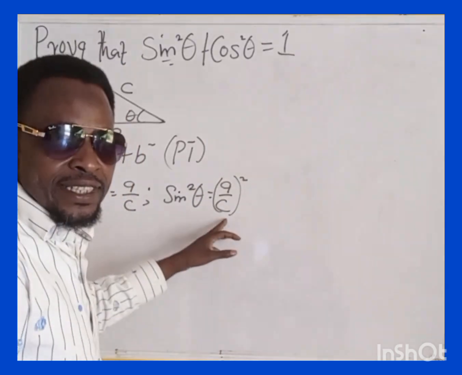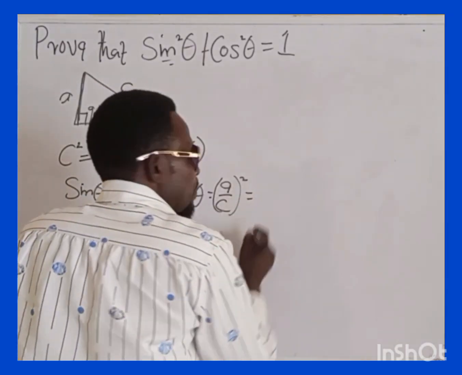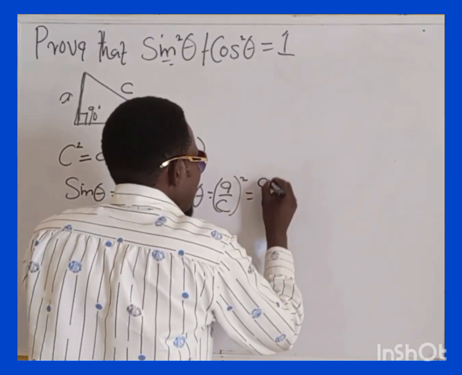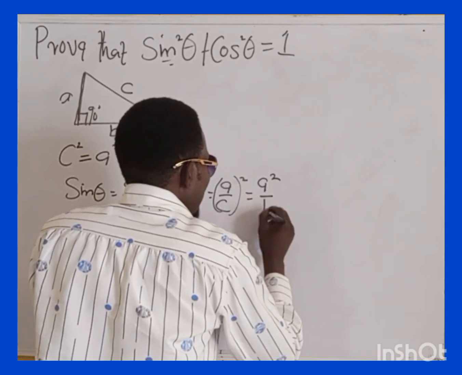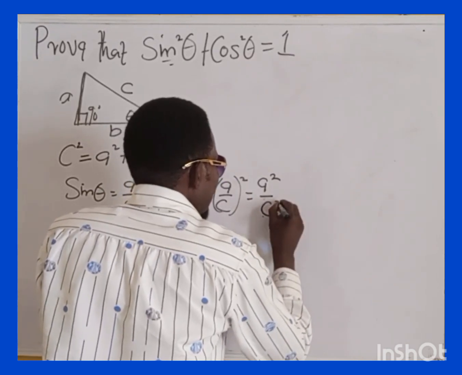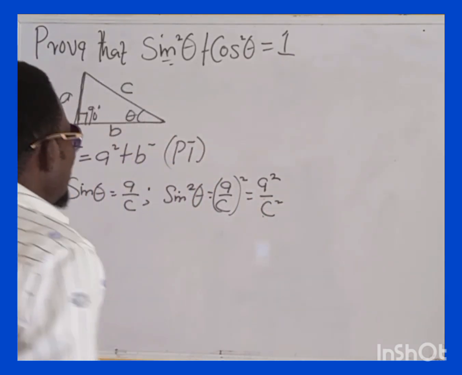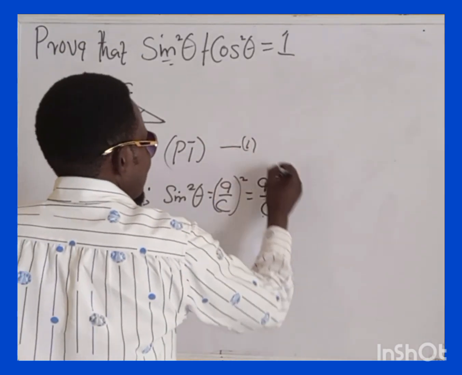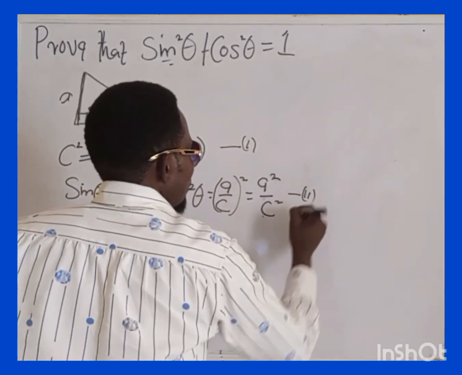So how to square this now? You know that you can always split it in indices. You have A square all over C square. This is our equation 1. This is our equation 2.